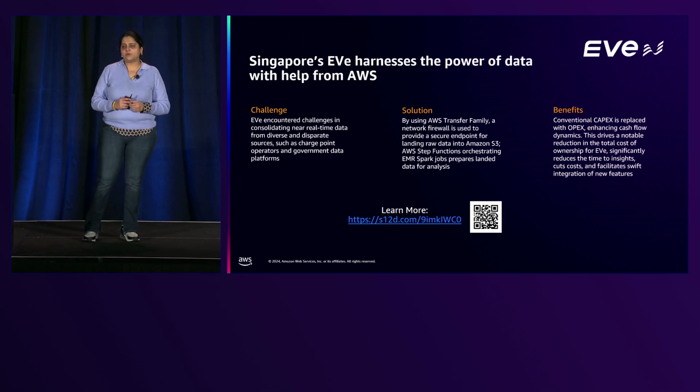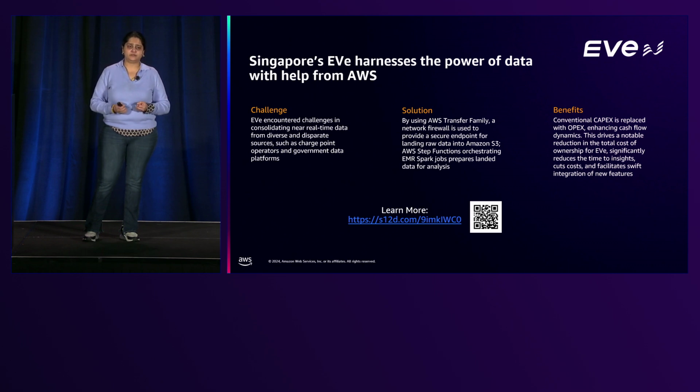Another example that I want to talk about is related to electric vehicles. The Singapore government wanted to increase the use of electric vehicles, and in order to do that, what do you need with electric vehicles? Charging stations, correct? And to install charging stations, they would need heavy infrastructure investments.